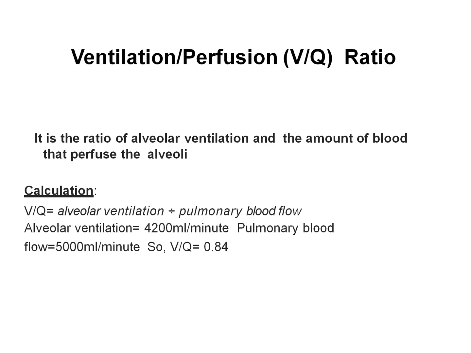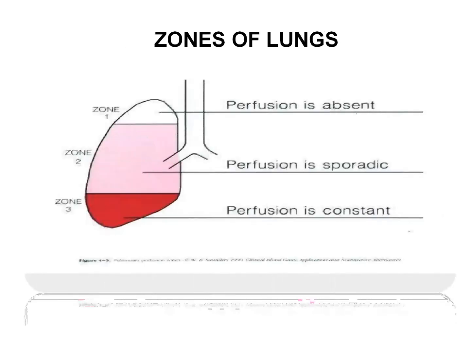So how do we calculate this? Ventilation divided by pulmonary blood flow. We know that alveolar ventilation is 4.2 liters per minute, whereas the pulmonary blood flow is around 5 liters per minute. So if we put these values in the formula, we get the normal VQ ratio as 0.84.